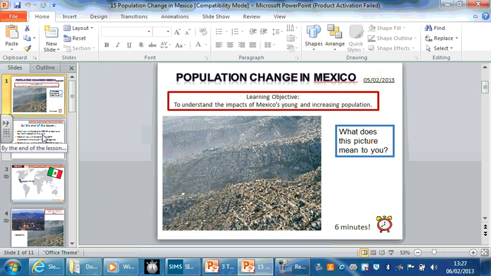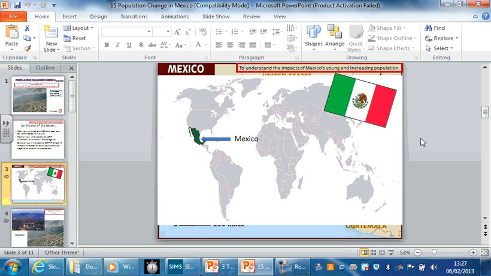So for this lesson, what we want to be able to understand is what these impacts of this young and increasing population will be, both positive and negative. So first of all, we need to know where Mexico is. All right, so we run through this very quickly. Mexico is just south of the USA, right, a Latin American Spanish-speaking country, and it's very close. Obviously, we've got a border with the USA, so close to one of the richest countries in the world.